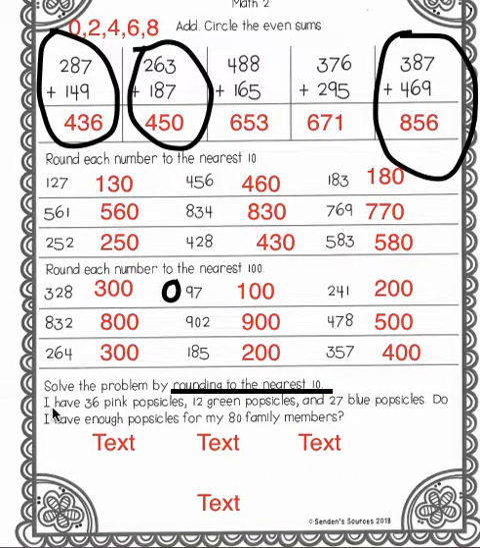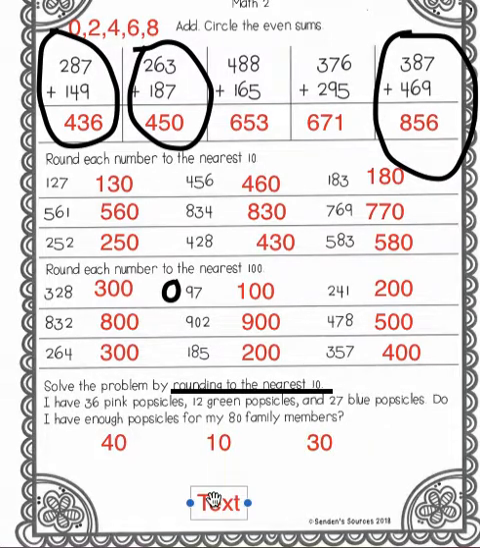So let's keep reading. I have 36 pink popsicles, 12 green popsicles, and 27 blue popsicles. Do I have enough popsicles for my 80 family members? So first thing I need to do is round these 3 numbers to the nearest 10. So let's start with that. 36, I have a 3 in the tens place and a 6 to the right of it in the ones place. So I will add 1 to that 3 to round it up to 40. 12, I have a 1 in the tens place and a 2 in the ones place. So this will round to 10. 27, I have a 2 in the tens place and a 7 in the ones place. So that will cause this to round up to 30.